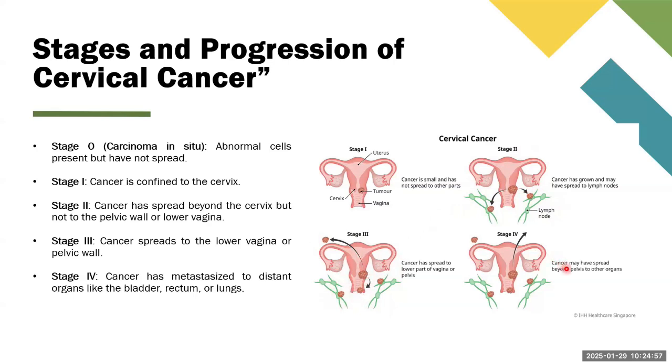In stage 4, cancer may have spread beyond the pelvis to other organs such as the liver and abdomen. It might spread to the chest or other areas. So these are the different stages of cervical cancer. This is how cervical cancer progresses.